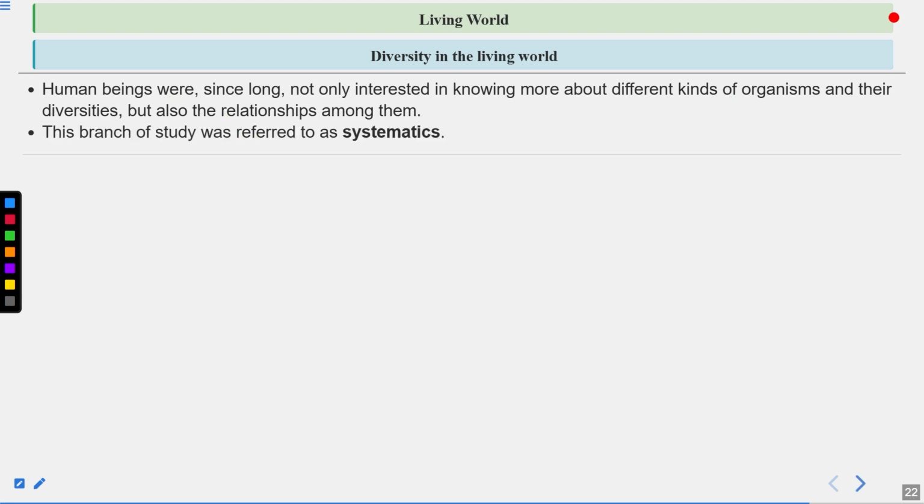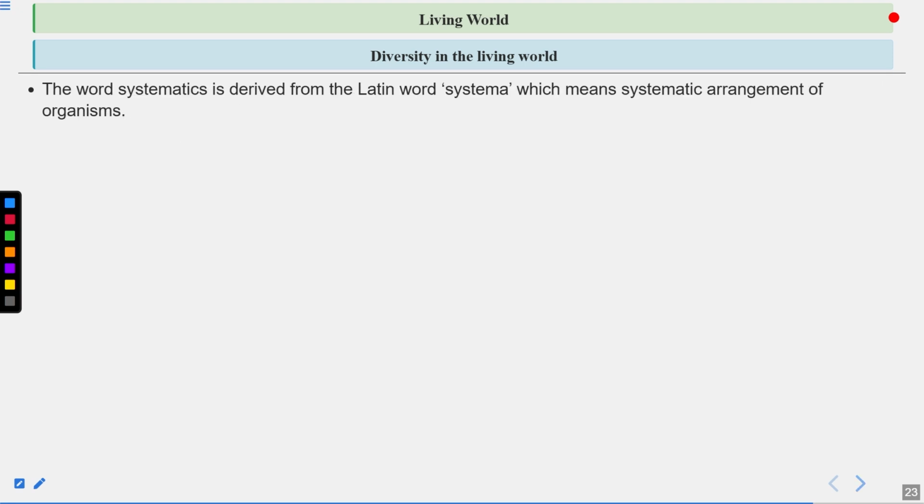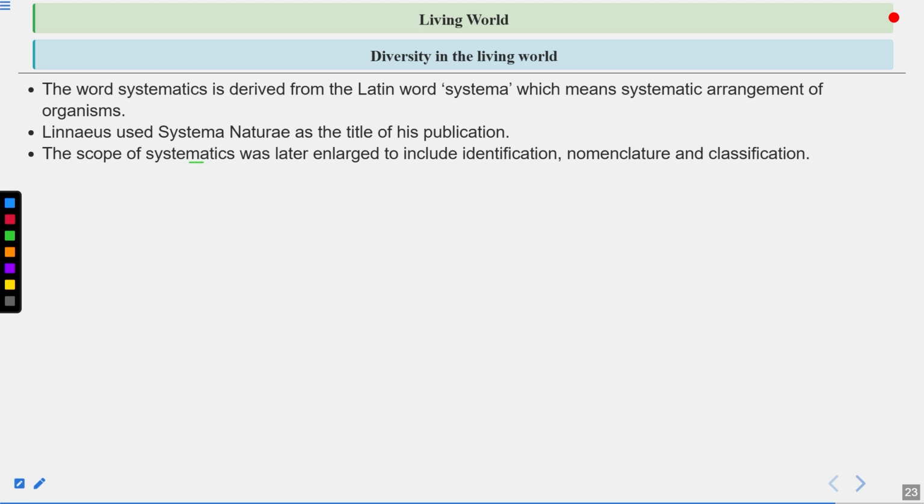So this branch of study was referred to as systematics. Systematics also includes the evolutionary relationship or phylogenetic relationship. The word systematics is derived from the Latin word systema, which means systematic arrangement of the organisms. Now, Linnaeus used Systema Naturae as the title of his publication. The scope of systematics was later enlarged to include identification, nomenclature, and classification. So systematics includes all these: identification, nomenclature, and classification, which is also included under taxonomy.